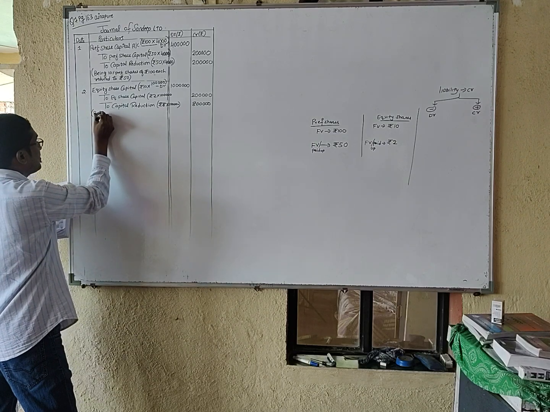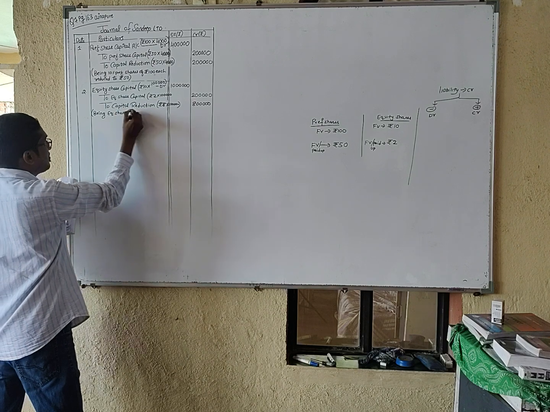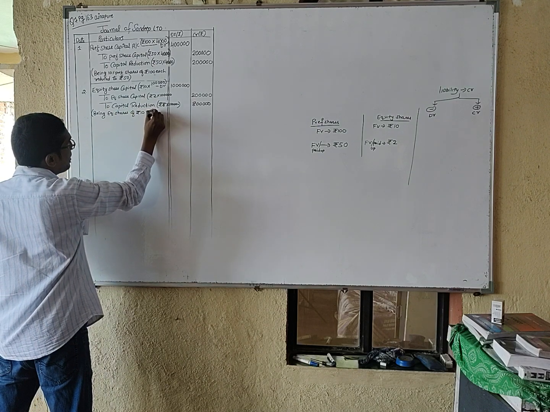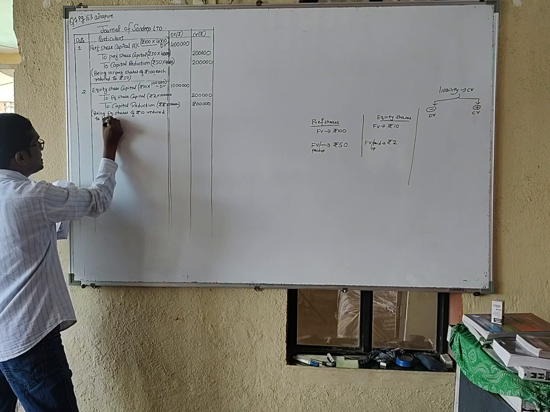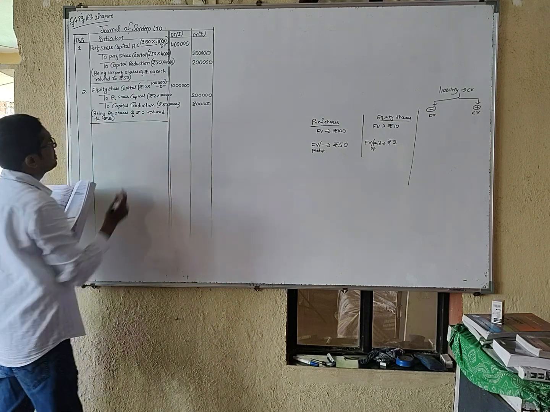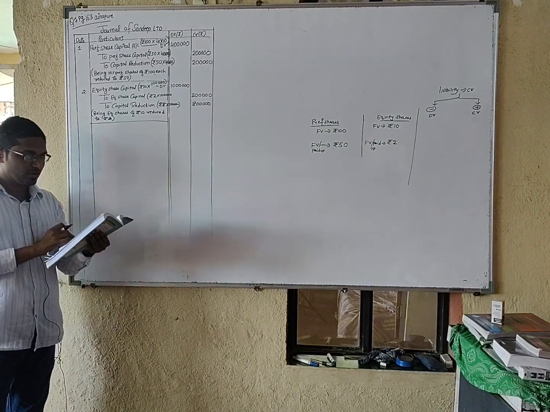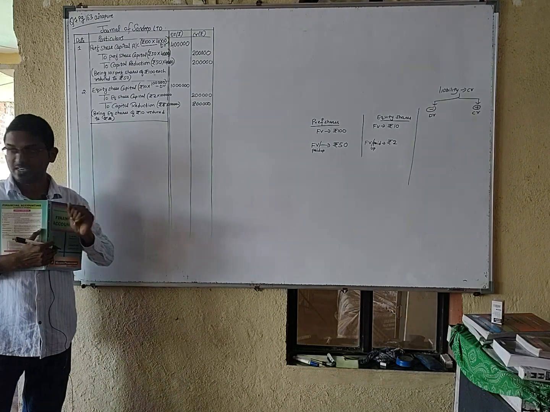Being equity shares of rupees 10 reduced to rupees 2. Understand? Are you getting it? Okay. So now the share capital sacrifices are done.